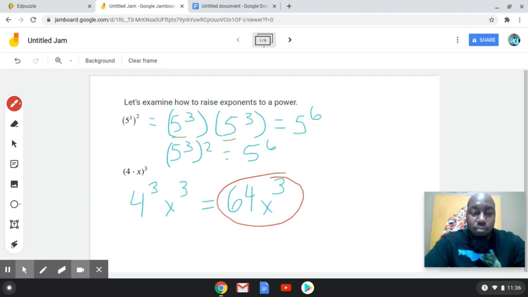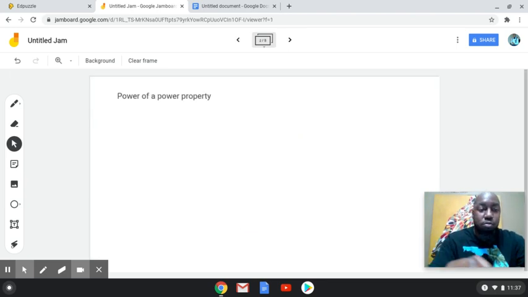And so what we did is that we just examined what happens when you raise an exponent to an exponent, or when you raise a power to a power. Hence, we call this rule the power of a power property.